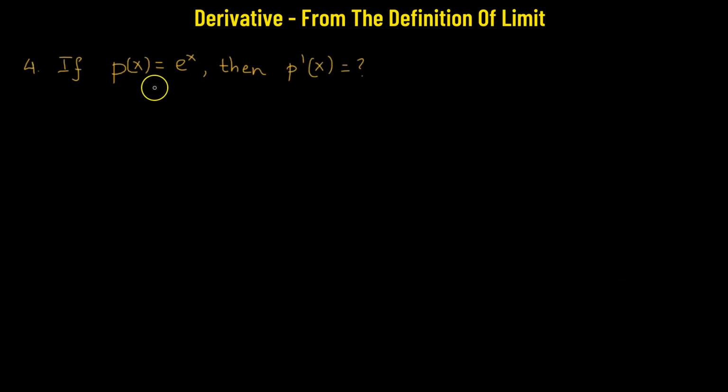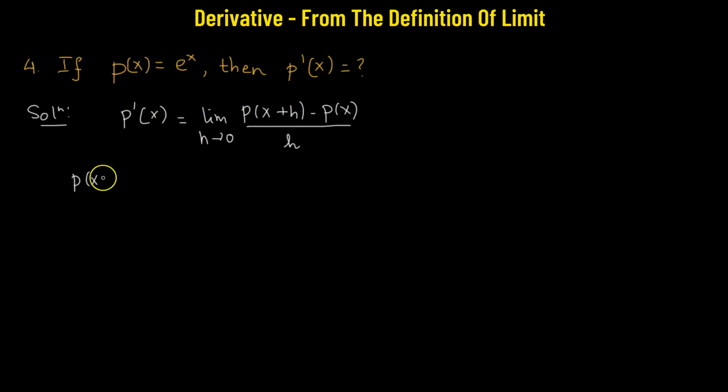So here we have the exponential function e raised to the power of x. We need to determine its derivative. So let us begin. First we use the definition of derivative. So p of x is given by e raised to the power of x. So p of x plus h will be equal to e raised to the power of x plus h, or simply e raised to the power of x times e raised to the power of h.